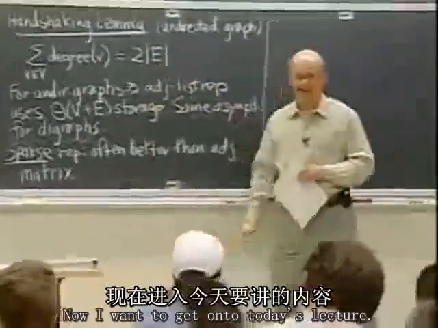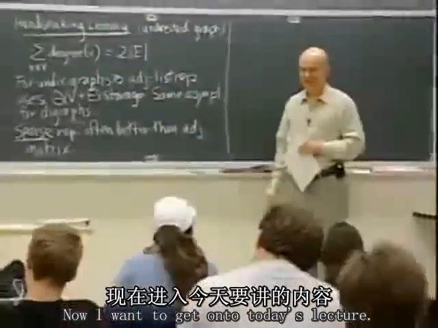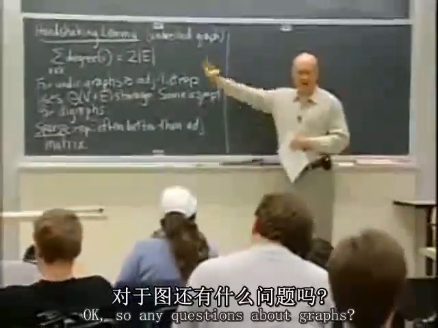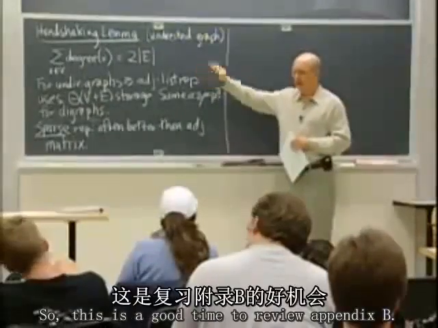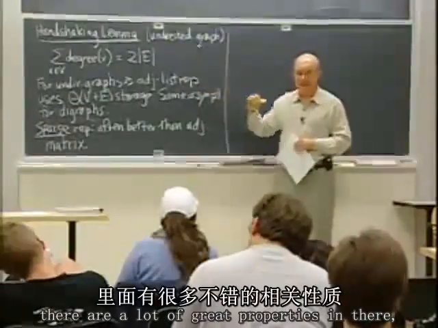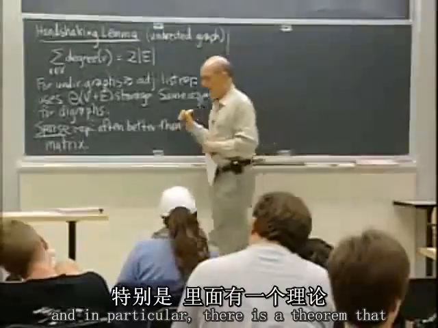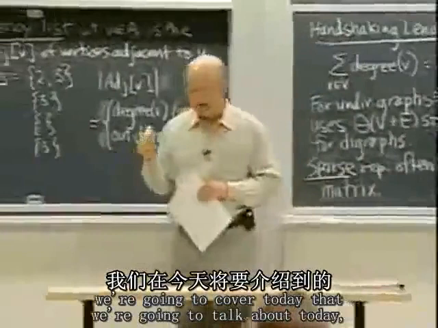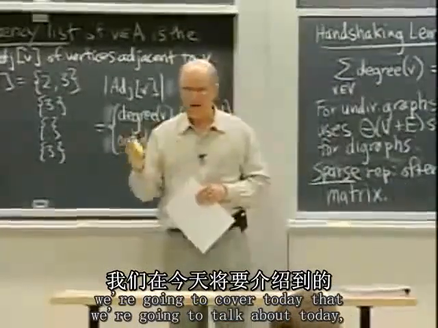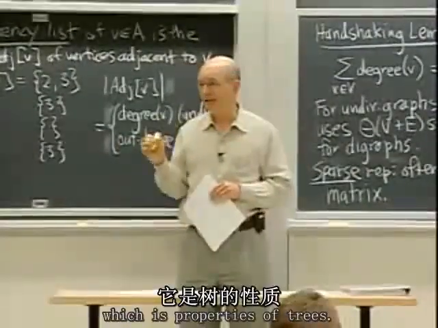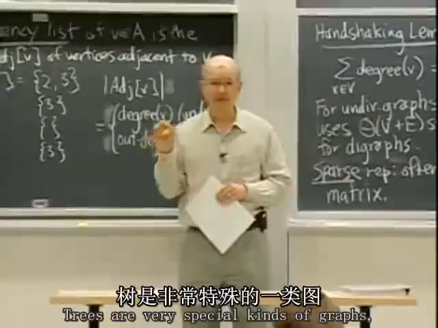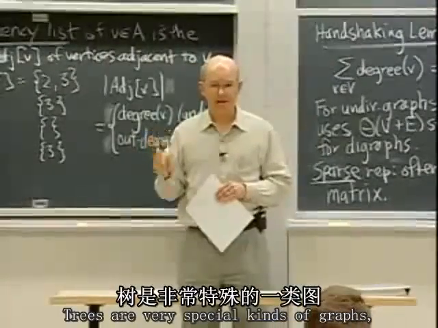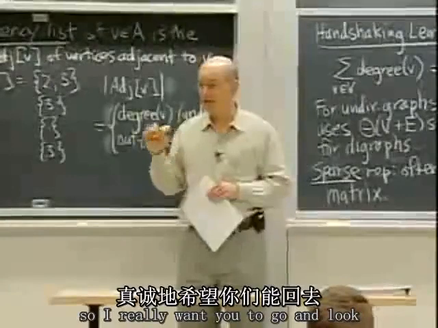Now I want to get on to today's lecture. Okay, so any questions about graphs? So this is a good time to review Appendix B. There are a lot of great properties in there, and in particular, there's a theorem that we're going to talk about today, which is properties of trees. Trees are very special kinds of graphs. Okay, so I really want you to go and look to see what the properties are.